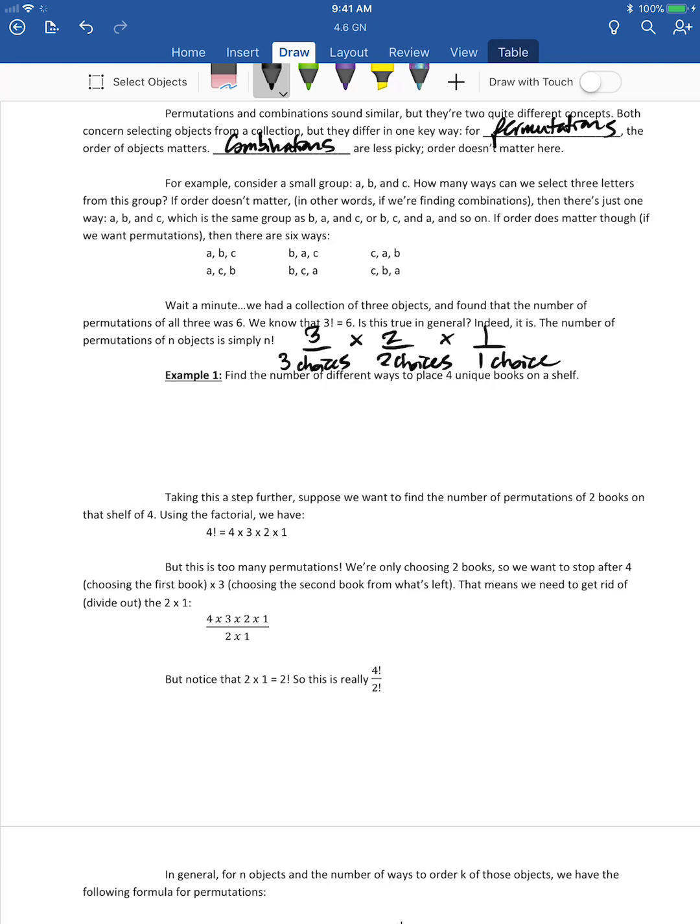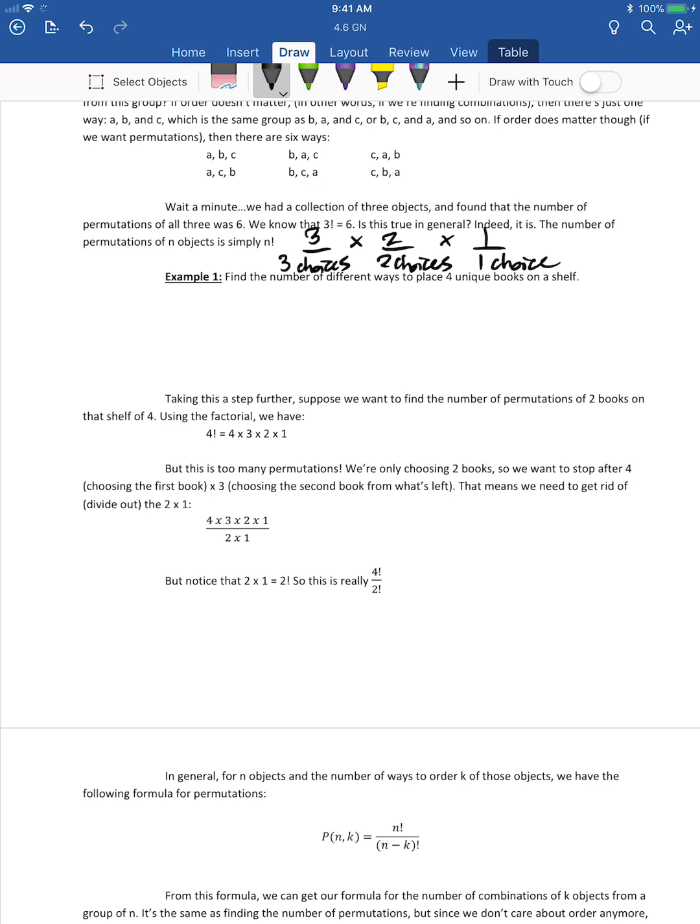So this is true for any group. So if I have 5 letters and I want to know how many different ways can I order them, that's 5 for the first one, times 4 for the second, times 3 choices for the third, times 2 times 1, which is just 5 factorial, or 120. All right?